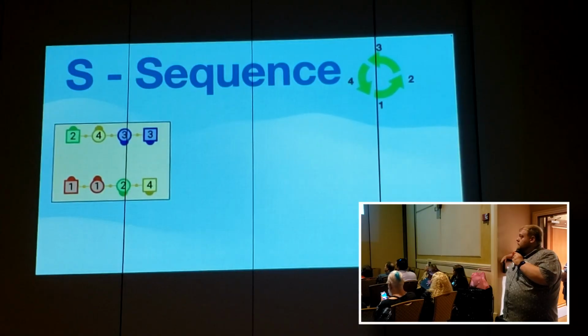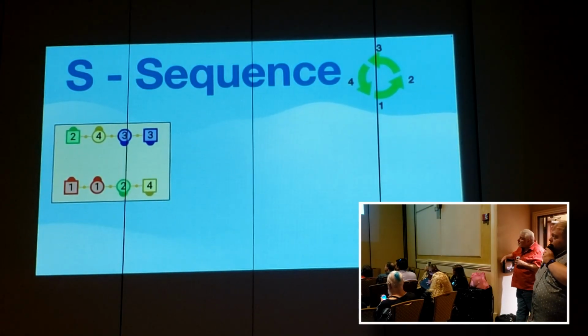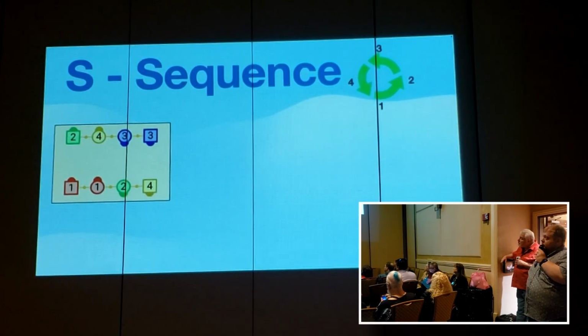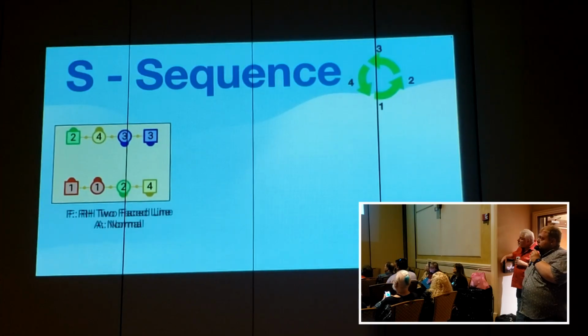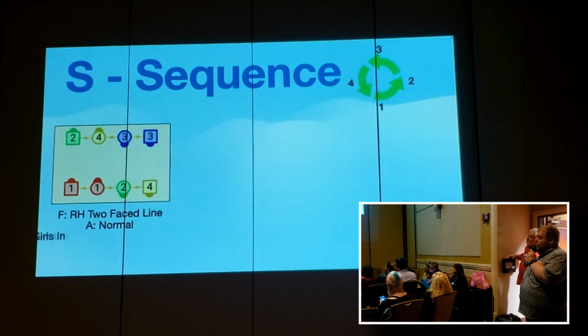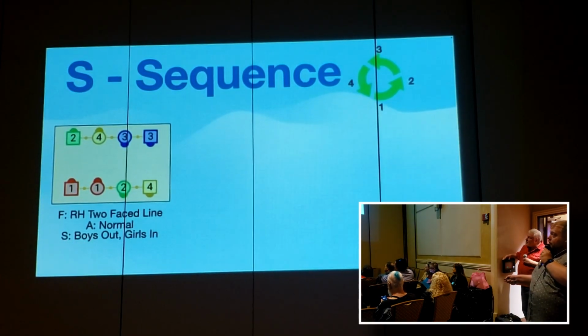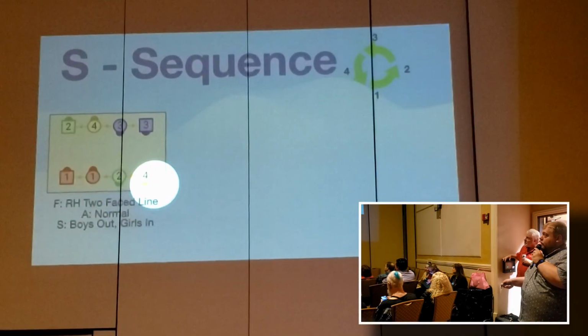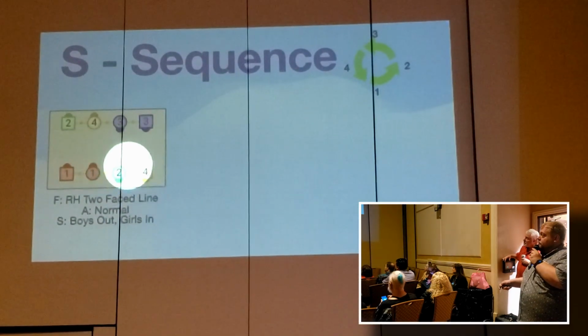Formation? Two-faced lines. Arrangement? Normal, because the boy's on the left. Sequence? Boys are out, girls are in. See that? 1, 4, crash. 1, 2, yay.